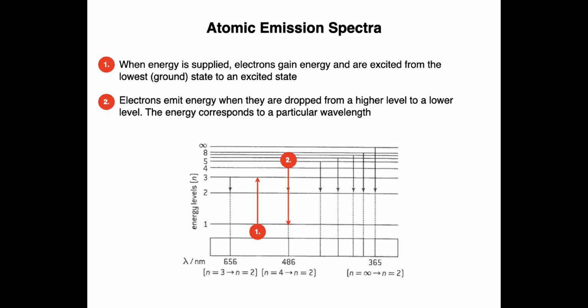Electrons returning to the ground state, where n equals 1, produce a series of lines in the UV region, as it involves the greatest energy change. Electrons returning to the second energy level, n equals 2, produce a series of lines in the visible region, and electrons returning to the third energy level, n equals 3, produce lines in the infrared region. As mentioned before, lines converge at high energy.